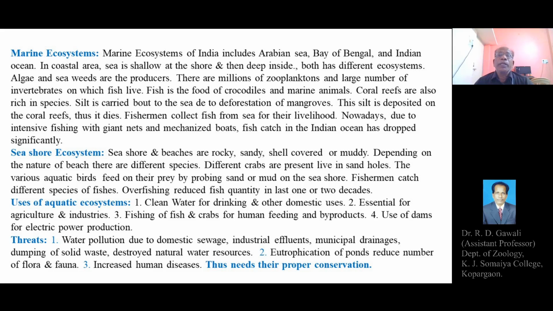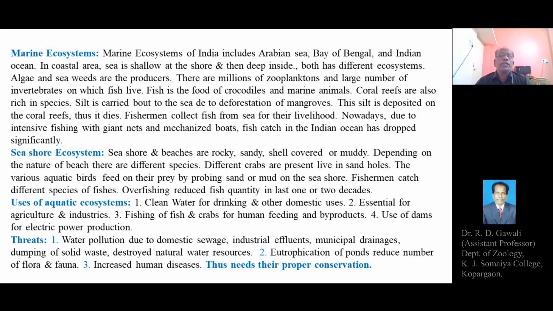Marine ecosystems of India include the Arabian Sea, Bay of Bengal, and Indian Ocean. So these are the three main regions of sea water present around India, namely Arabian Sea, Bay of Bengal, and Indian Ocean.